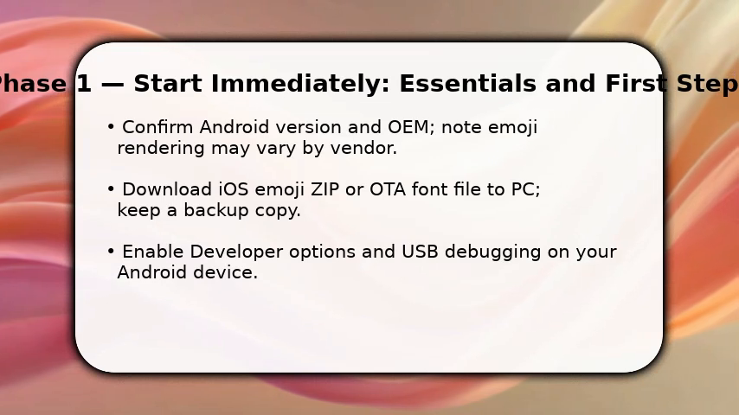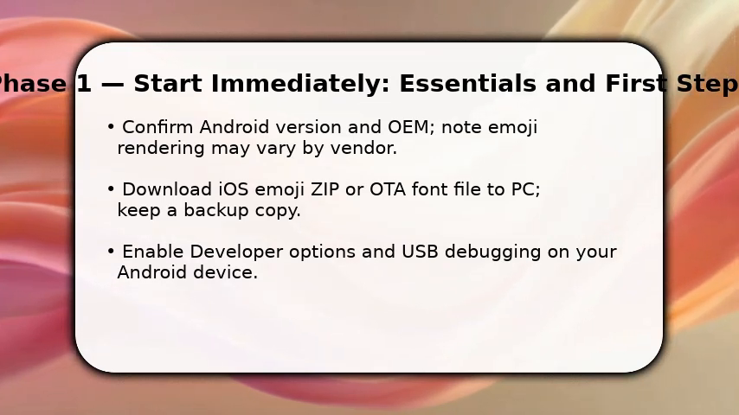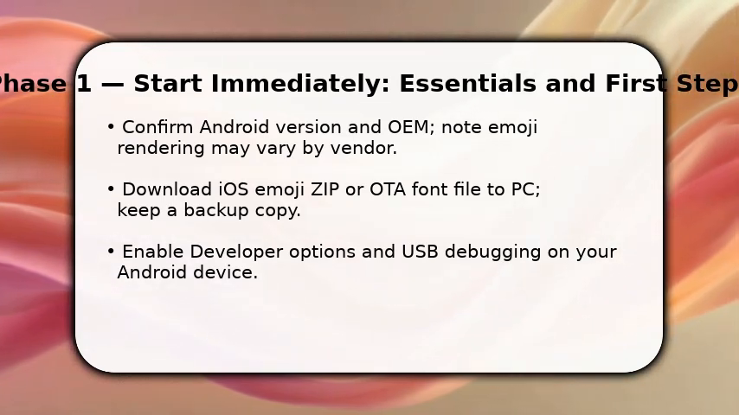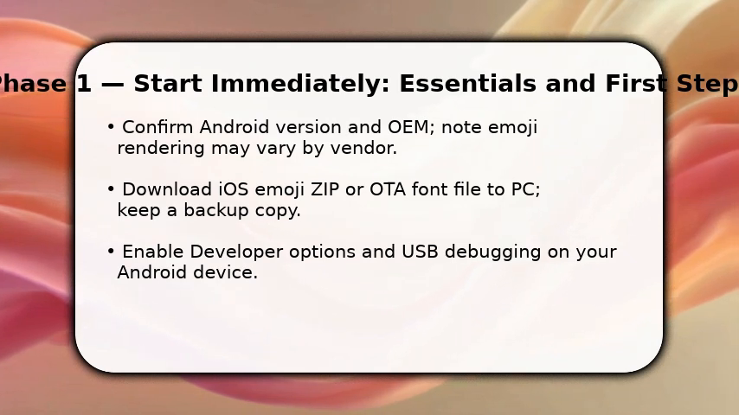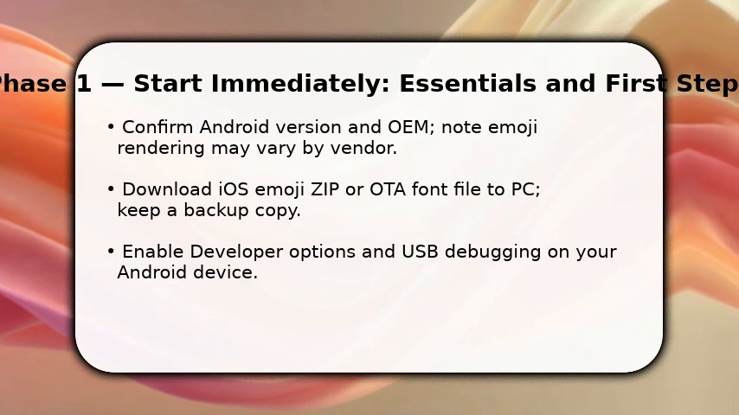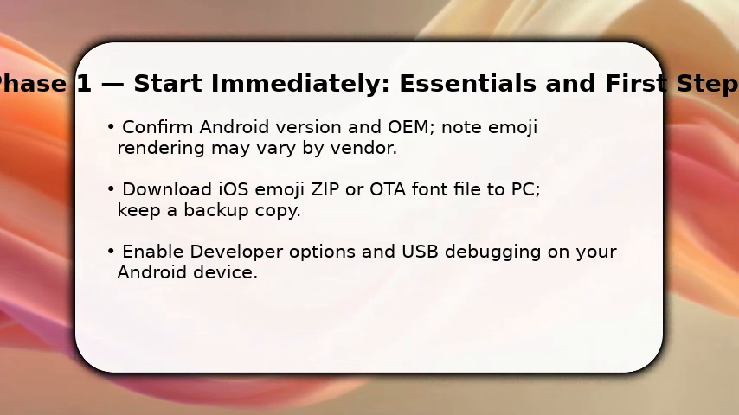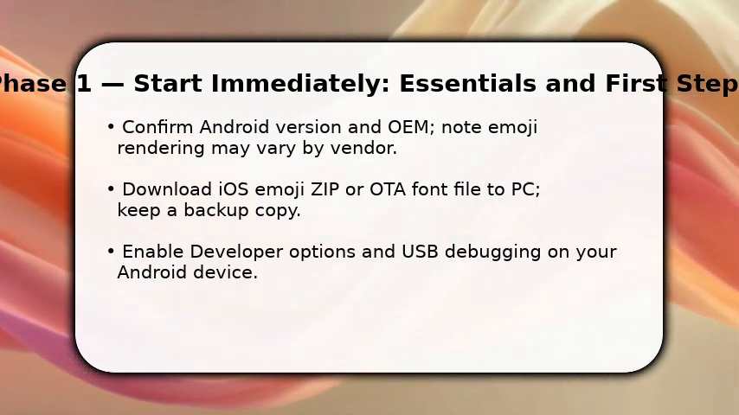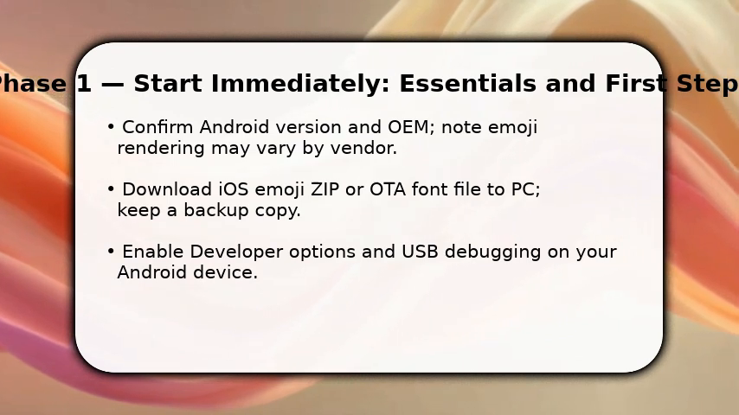You start by preparing the files and device. First, identify your Android build and OEM so you know if system fonts can be replaced. This matters for compatibility. Next, download the iPhone emoji font package to a PC and keep a backup copy because you may need to revert.